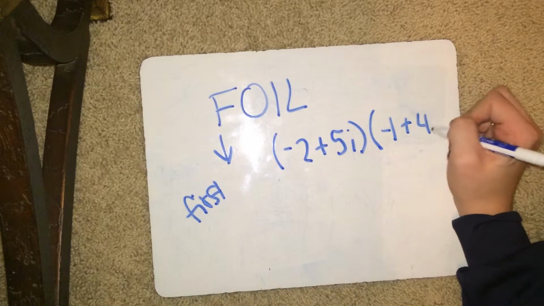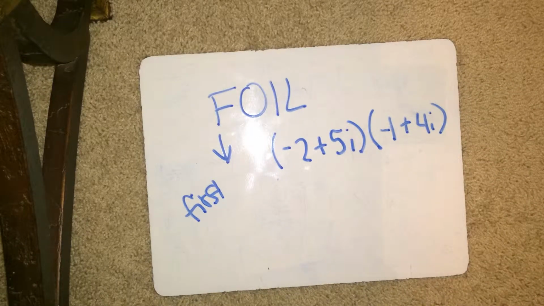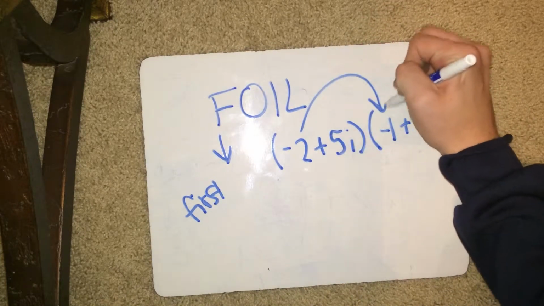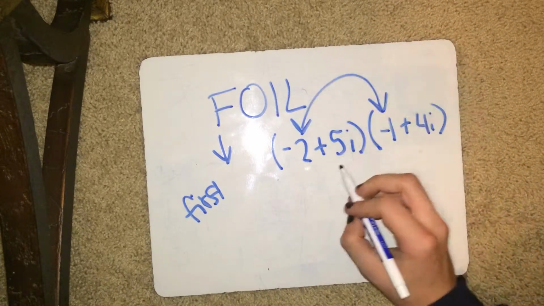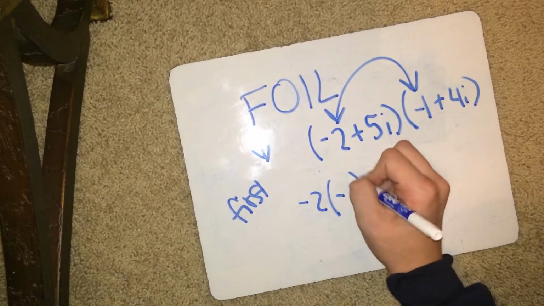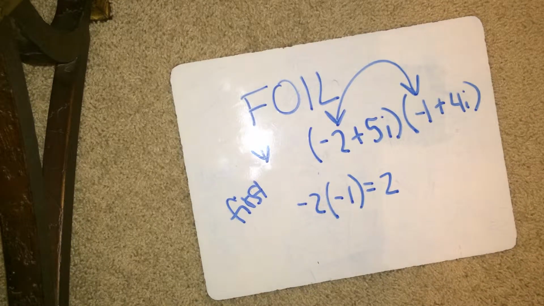1 plus 4i, since you are multiplying these two because of the parentheses, you're going to do the first, which is this value, and you're going to multiply it with the first in the second parentheses. So negative 2 times negative 1 equals positive 2. So that would be the first value, positive 2.